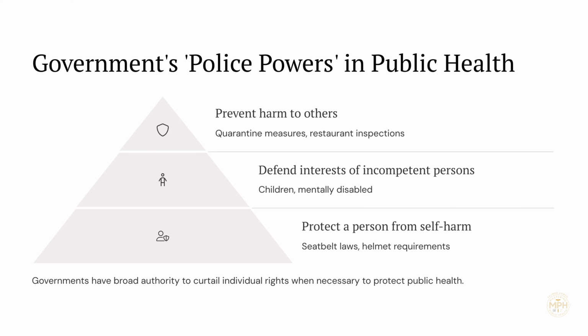Police powers in public health. To protect public health, governments use what are called police powers, their inherent authority to act in ways that can curtail individual rights. These powers are invoked for three main reasons. First, to prevent a person from harming others. Second, to defend the interests of incompetent persons, such as children or the mentally disabled. And third, in some cases, to protect a person from harming himself or herself.